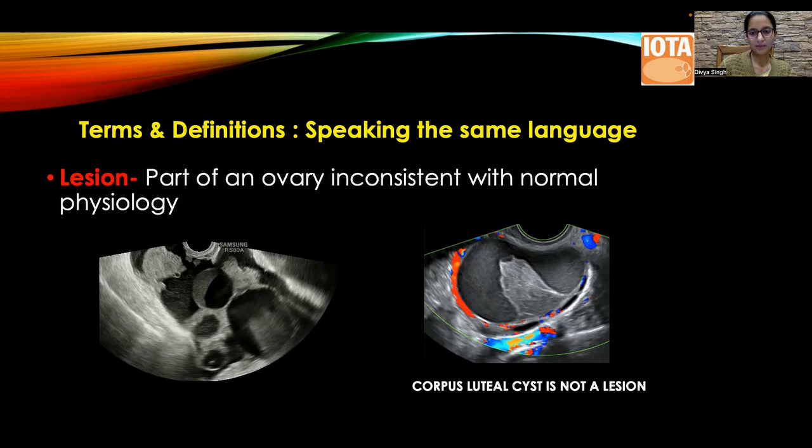Now, we all know that corpus luteum and the consequent corpus luteal cyst are a part of normal physiology, and that is why a corpus luteal cyst in an ovary will not be termed a lesion.